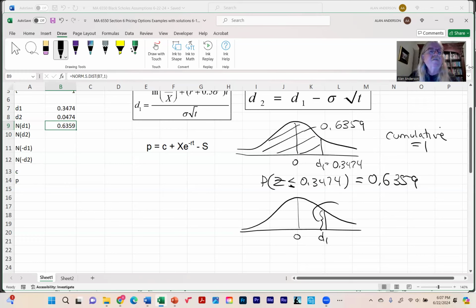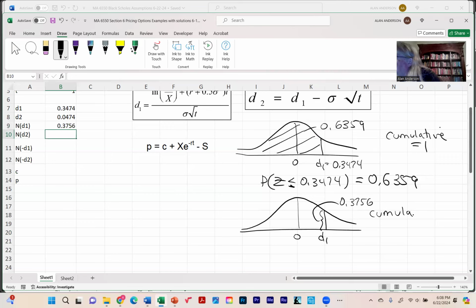If you change that cumulative to 0, this is what you'll get: 0.3756, which is the height of the curve at that point. Okay. So that's not what we want, is it? It is not.